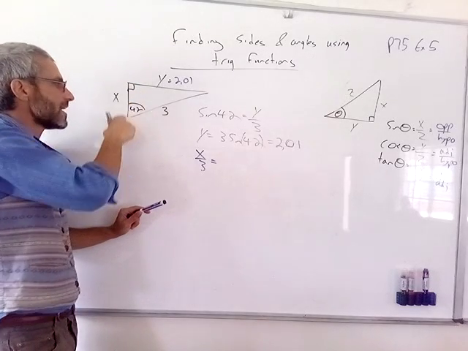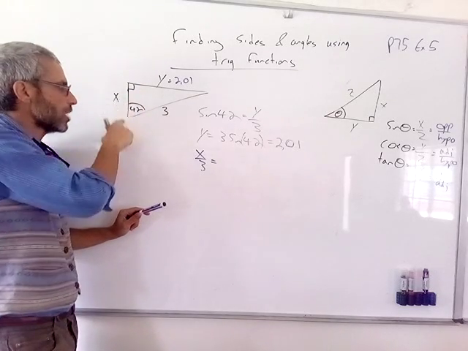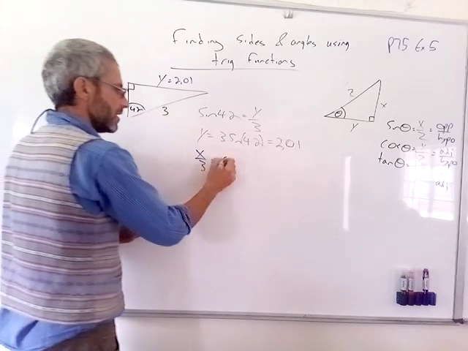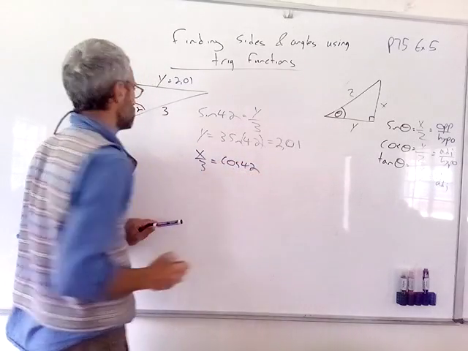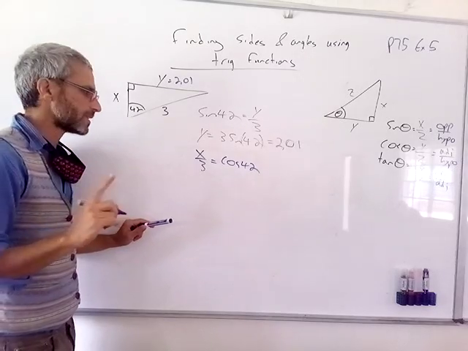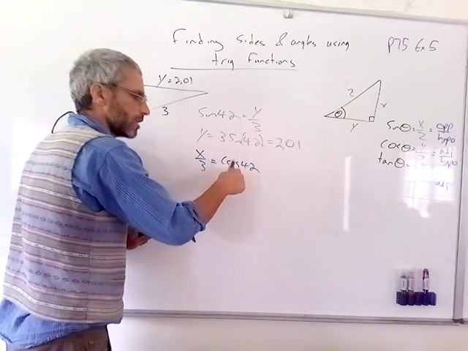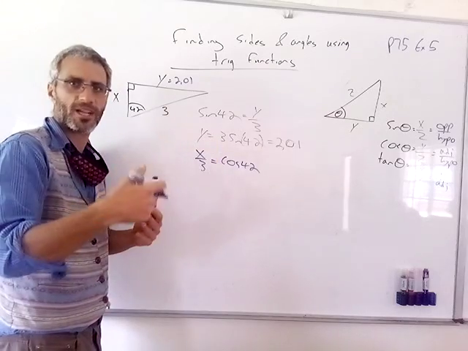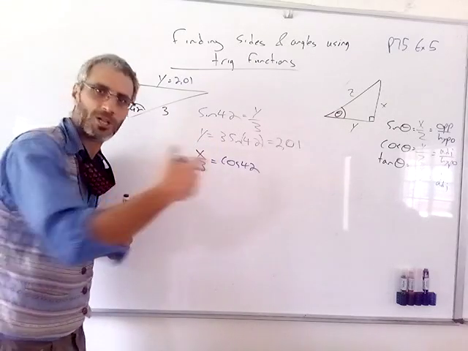What is x compared to 42? It is the adjacent, next to the 42. So x over 3 is cosine 42. And I'm just going to say something. At this point, don't write down what cosine 42 is. Don't put that in the calculator, because you're going to start rounding things. You don't want to round in the middle of a process.